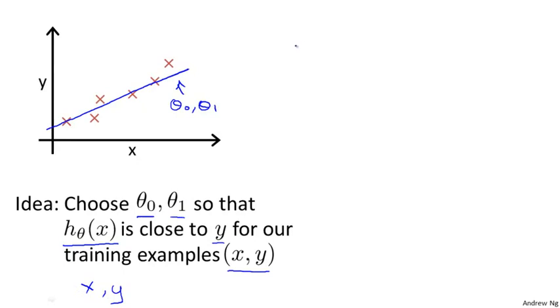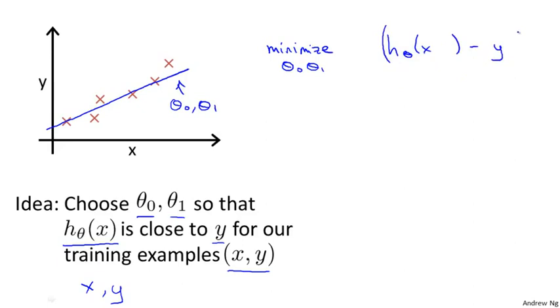Let's formalize this. So in linear regression, I'm going to want to solve a minimization problem. So I'm going to write minimize over theta 0, theta 1. And I want this to be small, right? I want the difference between h of x and y to be small.